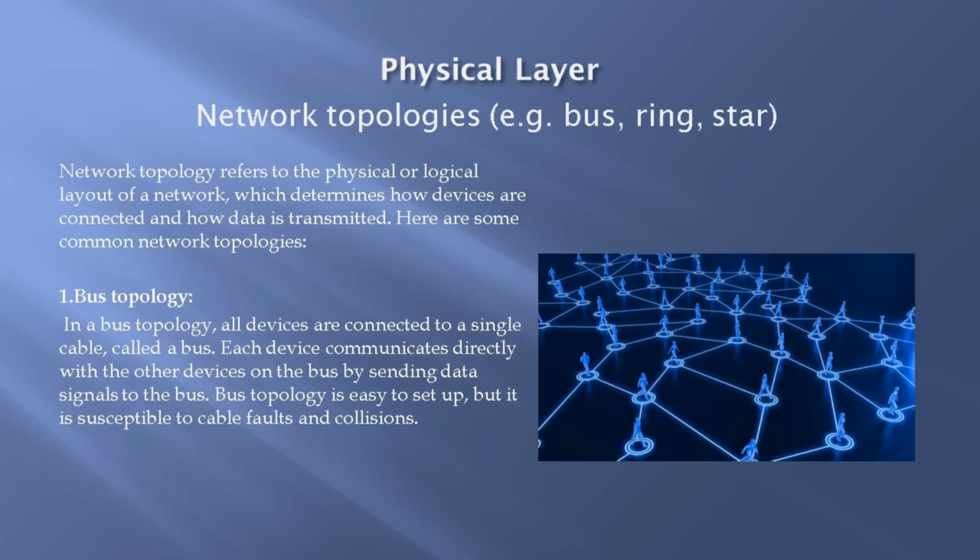Network topologies, for example, bus, ring, star. Network topology refers to the physical or logical layout of a network, which determines how devices are connected and how data is transmitted. Here are some common network topologies. 1. Bus topology. In a bus topology, all devices are connected to a single cable, called a bus. Each device communicates directly with the other devices on the bus by sending data signals to the bus. Bus topology is easy to set up, but it is susceptible to cable faults and collisions.